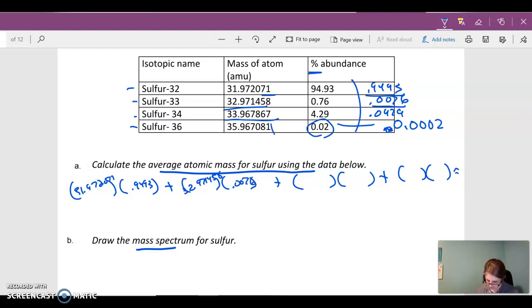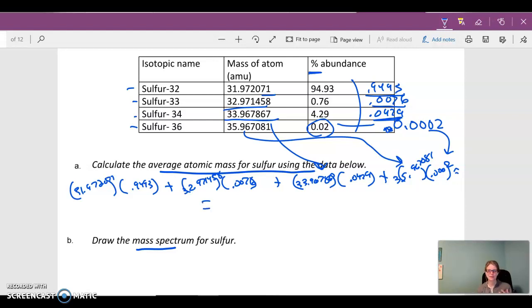The next guy, 33, goes in here, 33.967867. This is a lot of sig figs. 0.0429 would be its percentage in decimal form. And then my last one is my 35, 35.967081, and its percentage, 0.0002. I'm sorry if that looks a little sloppy. It's difficult to write on a screen. In the end, I'm going to multiply those, add them all up, and you'll get a lovely number, hopefully something around 32.07 units, AMU. Atomic mass units is what that stands for.